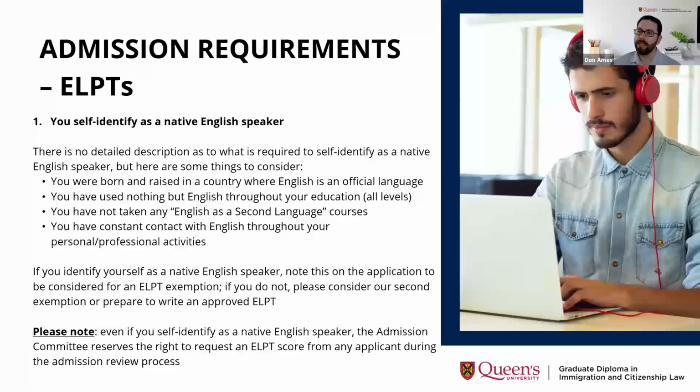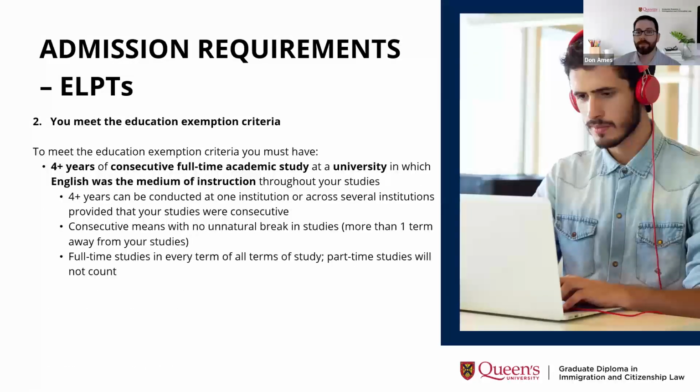One key point here, even if you self-identify as a native English speaker and you meet the exemption criteria, the admission committee reserves the right to request an ELPT score from any applicant at any point in the admission review process. So if they deem that they want to see an ELPT score from you as an applicant, even though you've requested an exemption, you have to provide it.